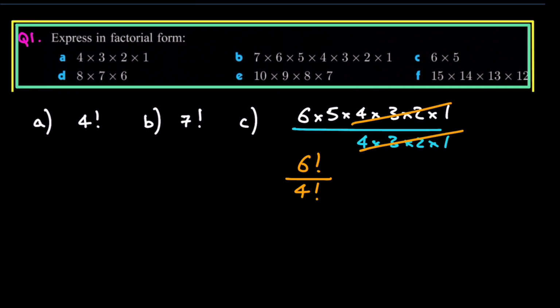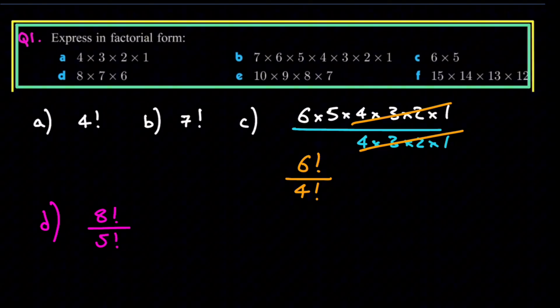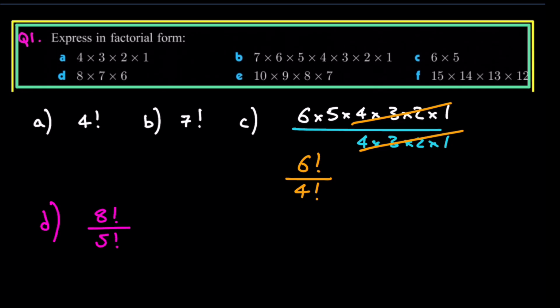Okay, on to part D then. So 8, 7, 6, well, for the same reason that I just did part C, that is going to be 8 factorial over 5 factorial, cancelling all of the 5 times 4 times 3, etc. out. So let's do E, 10 factorial over 6 factorial. And F, we're going to have 15 factorial now over 11 factorial. And that is question 1 completed.